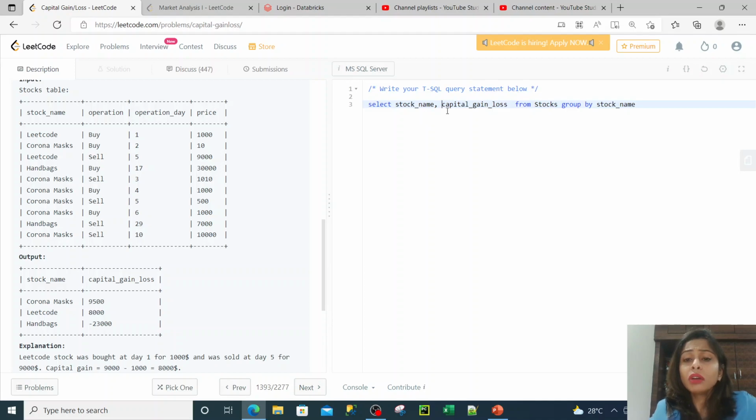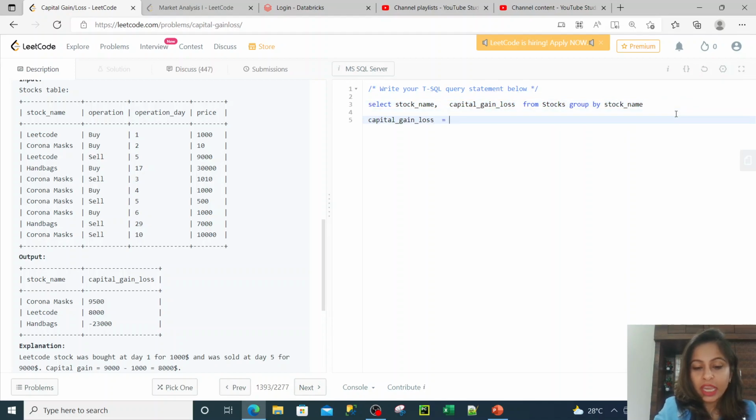Now how do we get the capital gain or loss? For that, we can write an if statement. Let's assume your capital gain or loss is a variable p. Whenever the operation is buy, in that case make the price minus p, and the moment it is a sell, make it plus p. And then basically we will just sum this.